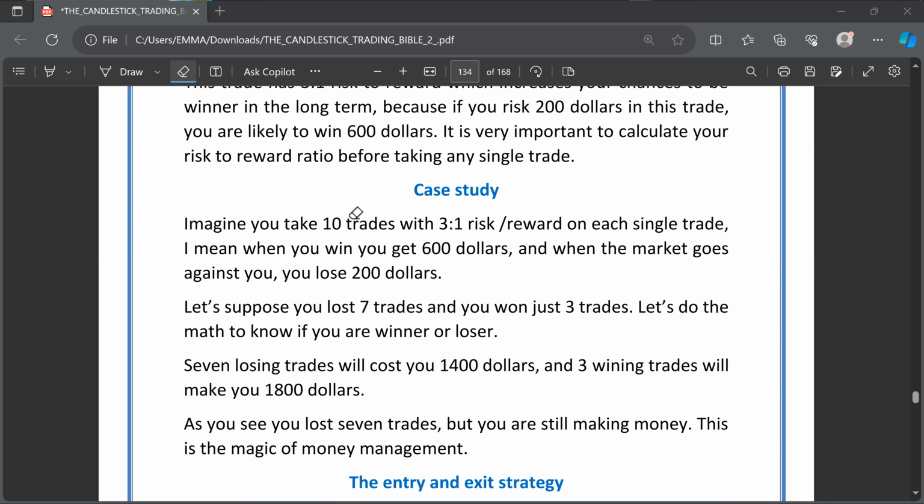So we are looking at some case study. The case study is, just imagine you take 10 trades with a 3:1 risk to reward ratio on each single trade. I mean, when you win, you get $600, and when the market goes against you, you lose $300. So if you are using 3:1, it means that you are risking 1 to get 3 of that.